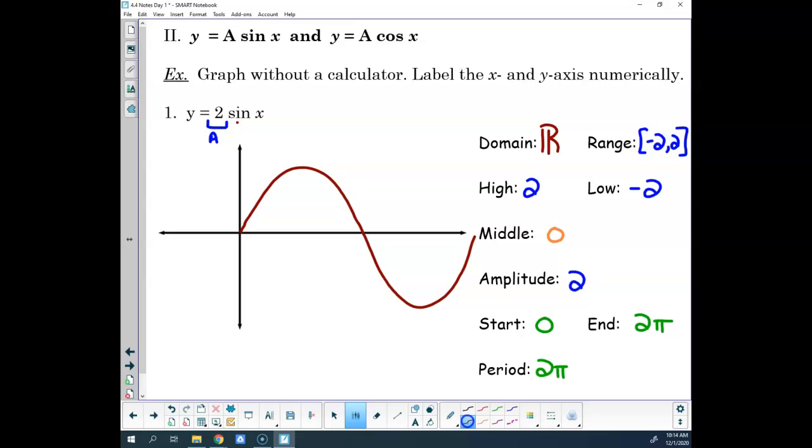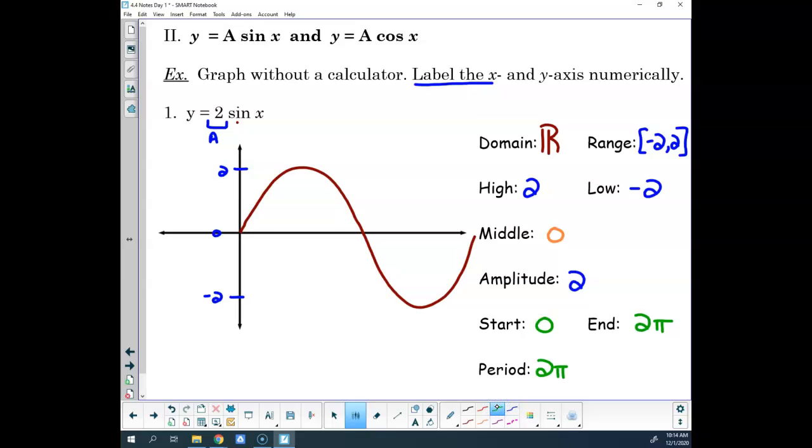Then I have to go in and label my axes. Okay? So my high point is 2, my middle is 0, my low point is -2. And it doesn't have to be precisely exact.